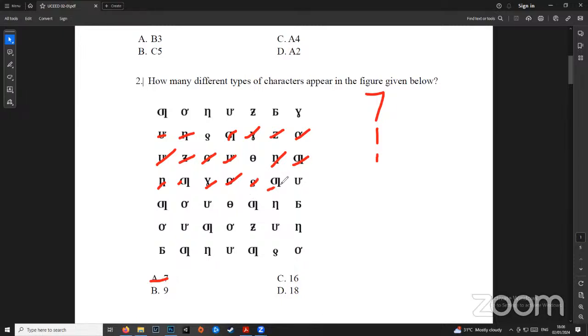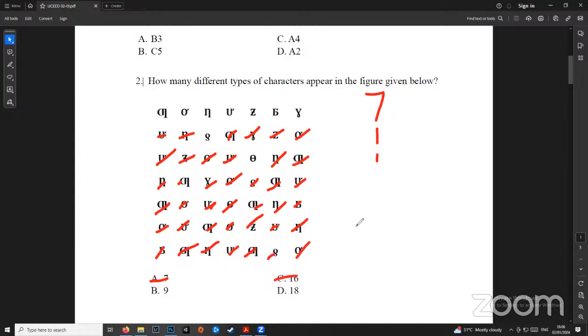Okay, this is used, this is used, this is used. Then this is used, this is used, this is used. This is also used, which is here, right? Then used, used, used, used, used, and used, and used, and used and used.